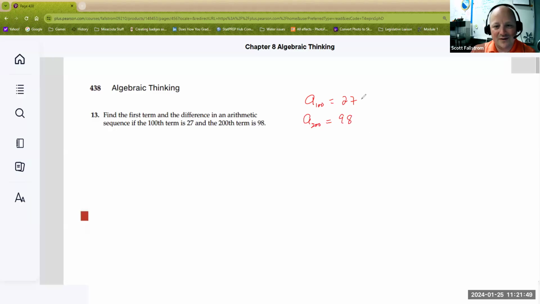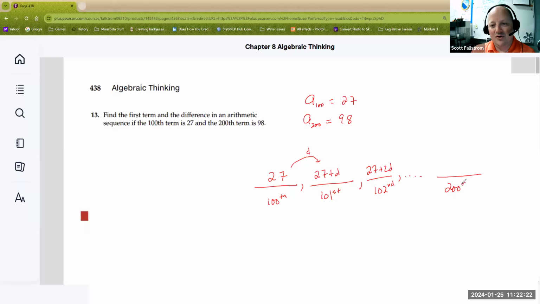So what I want you to think is, how would I get from 27 to 98? Well, if 27 was the 100th term, the next term would be the 101st term. Whatever I added, the common difference, would give me the next term. I'd add the common difference again: 27 plus 2d would get me to the 102nd term. Well, I want to get to the 200th term, so I need to add 100 common differences.